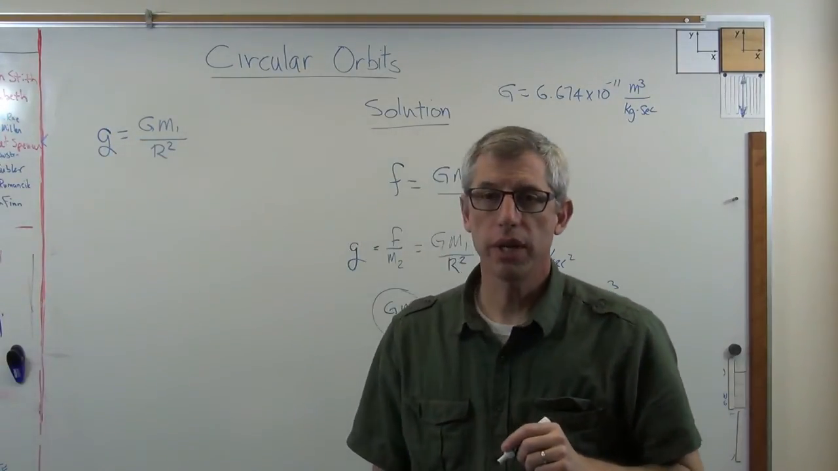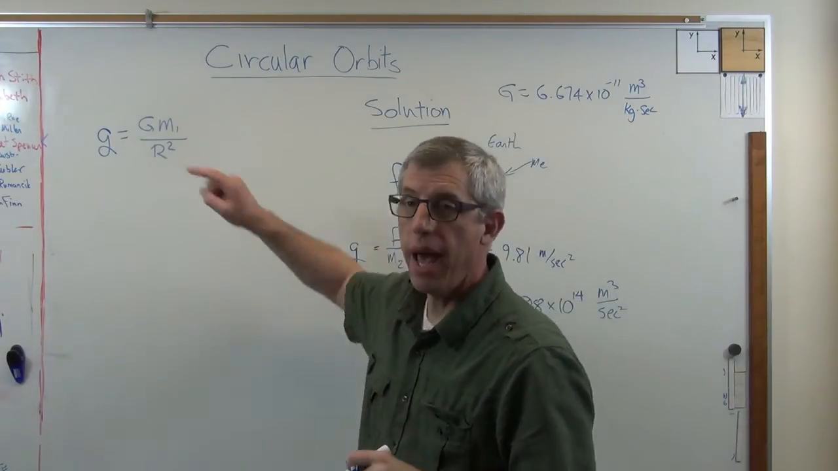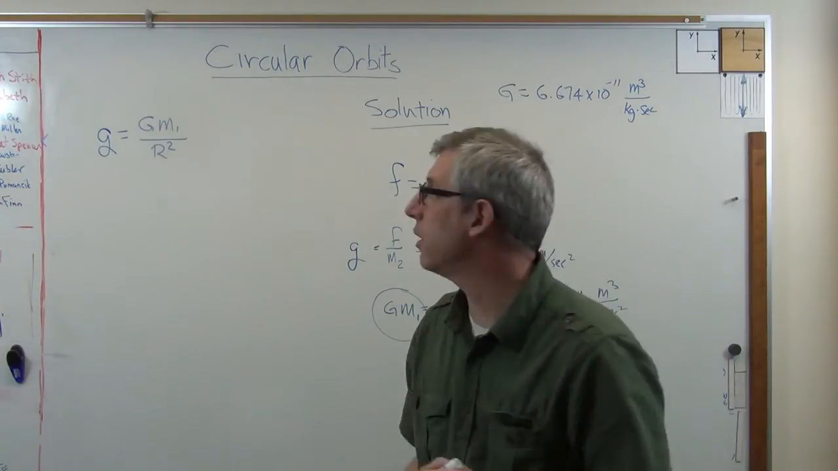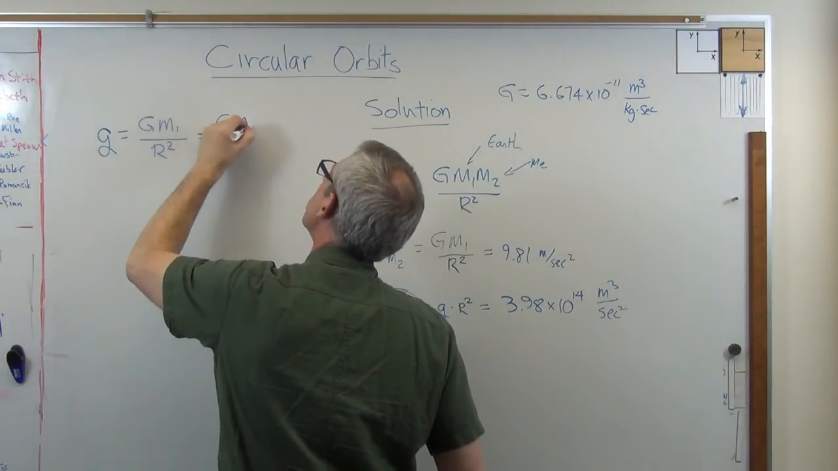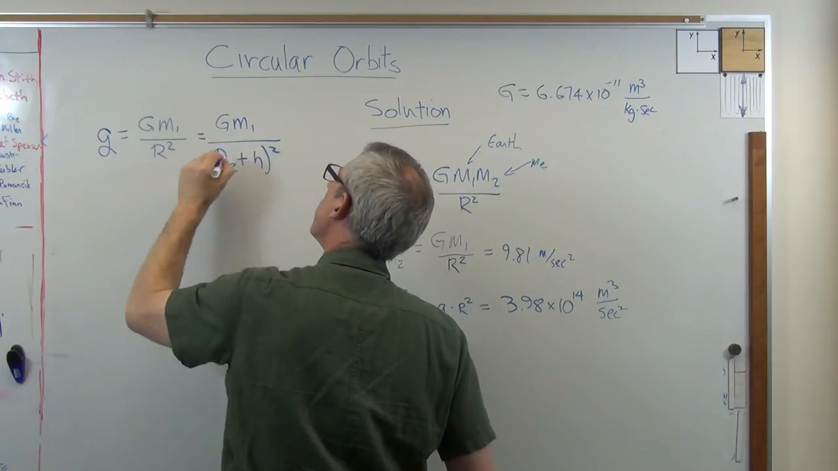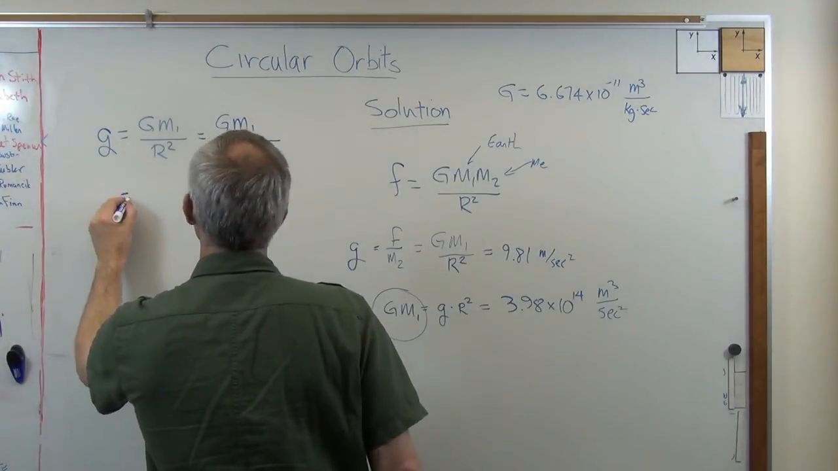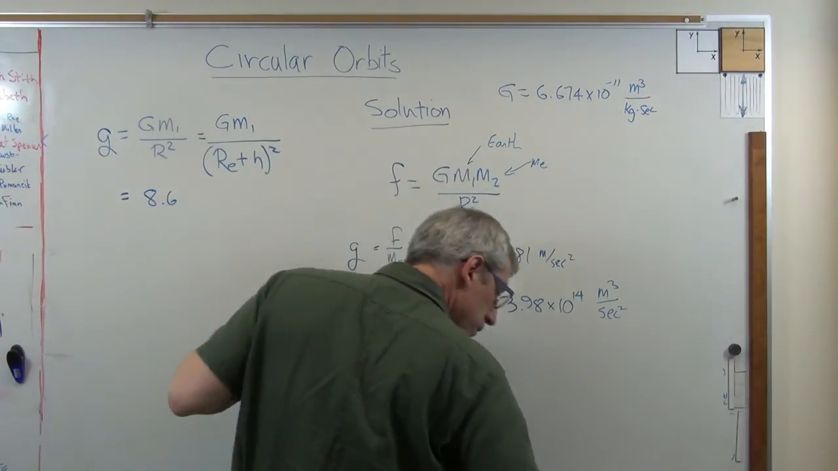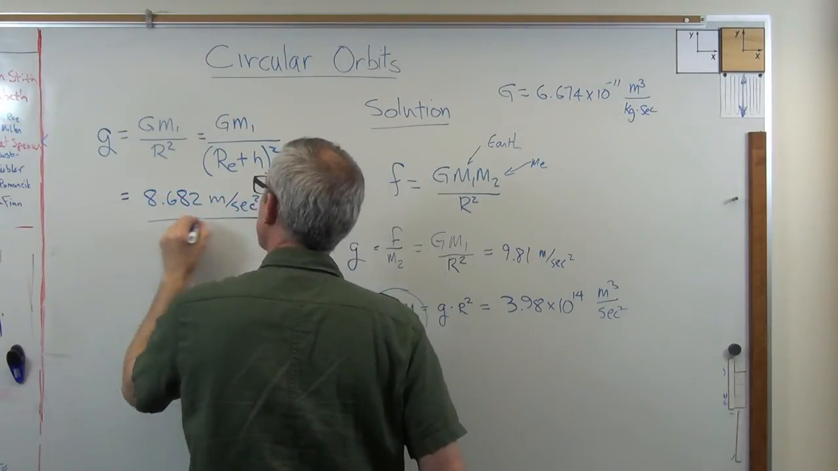But now, instead of R being the distance from the center of the Earth to me, which was the radius of the Earth, I'm going to add 400 kilometers to that to make up for the fact that the space station is in orbit 400 kilometers above the surface of the Earth. So I'm going to get GM1 over the radius of the Earth plus H squared, where H is 400 kilometers. Alrighty, so if you plug all those numbers in, you're going to get an acceleration of 8.682 meters per second squared. And those, of course, are the right units.